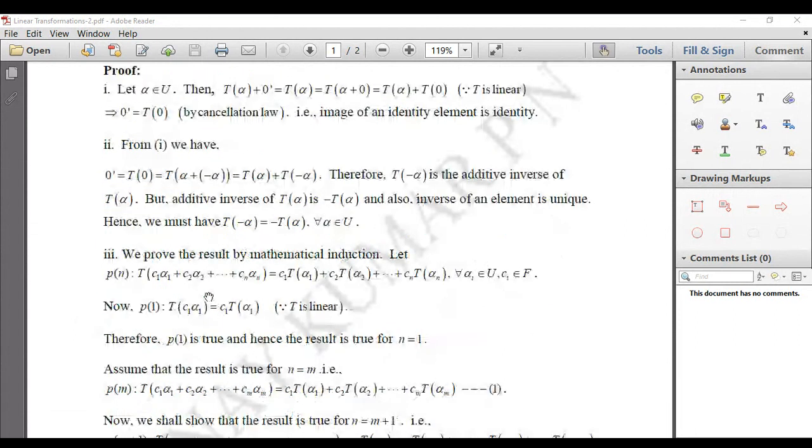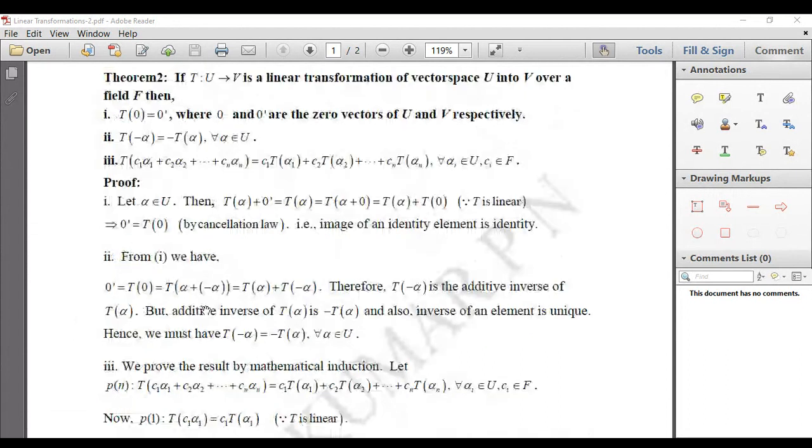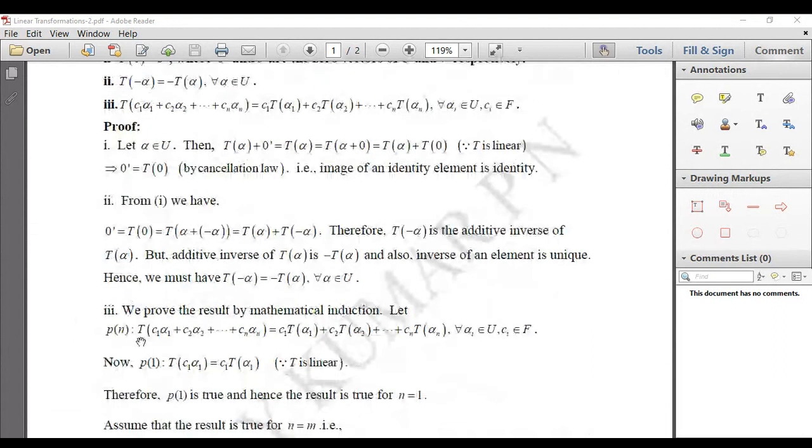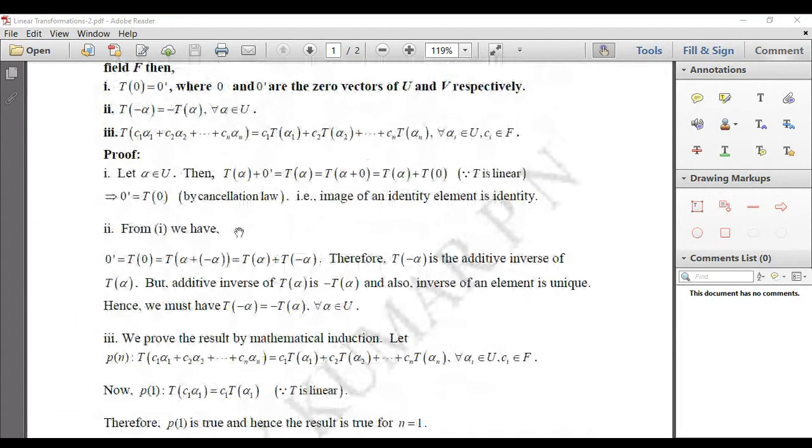Next, we'll prove the third result. What is that? We had to show that T of this equals this. Now we prove this by mathematical induction. What is mathematical induction? Let us assume the result which you have to show as P of n. So let us assume that P of n is this. Okay. Now we have to give values for n, and we have to show that it is true.